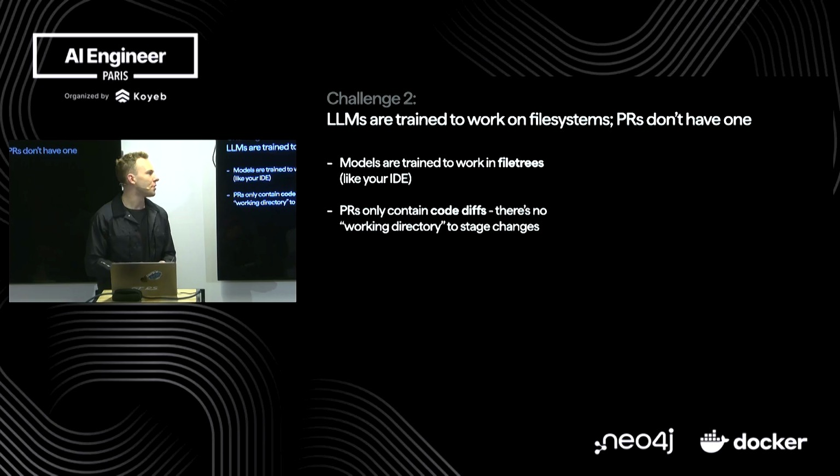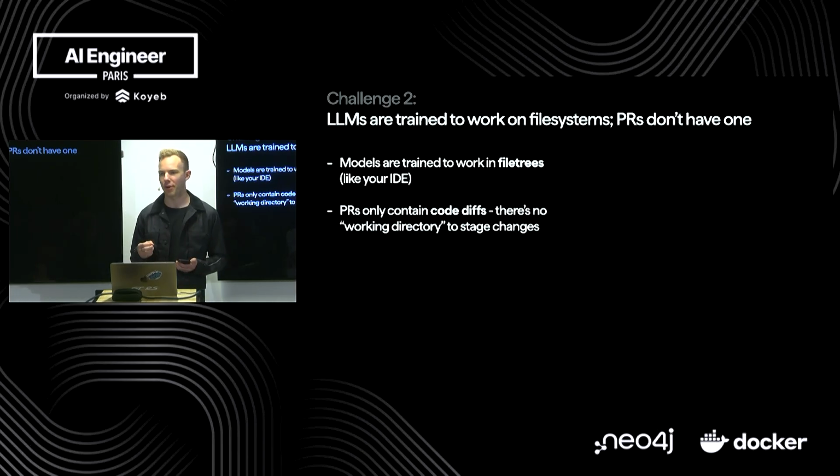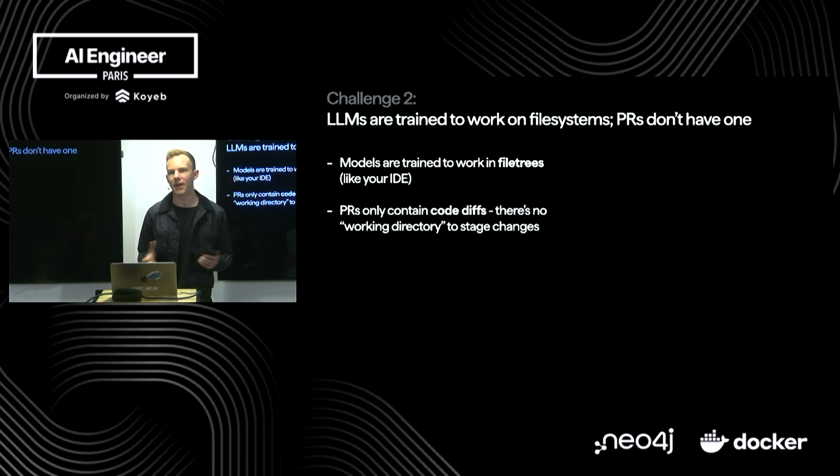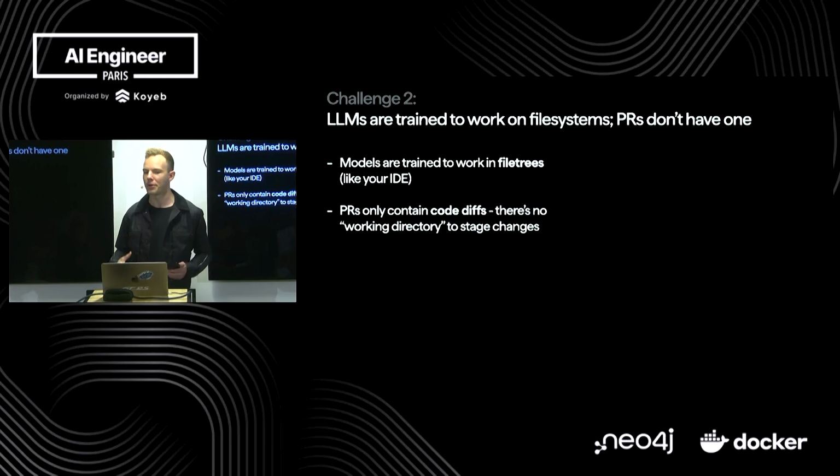The second key challenge here is that LLMs are really trained to work on file systems. Looking at how something like Claude Code works, it's really at its best when you have a local working directory, it's traversing the file system, and it's building an understanding of what the code base is doing. This is all great when you're working in an IDE, but the problem is that with a pull request, you don't actually have a file system. PRs fundamentally are just a set of code diffs on files, and there's no real understanding there of how they relate to each other unless you build that on top of it.